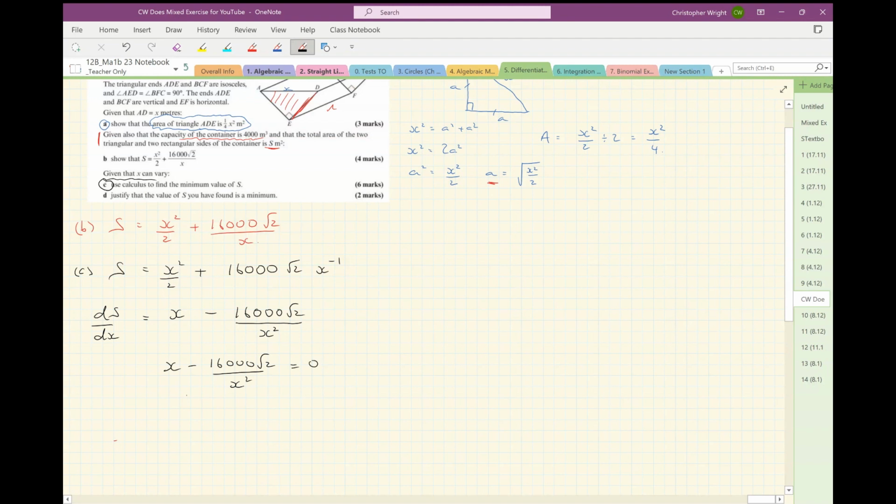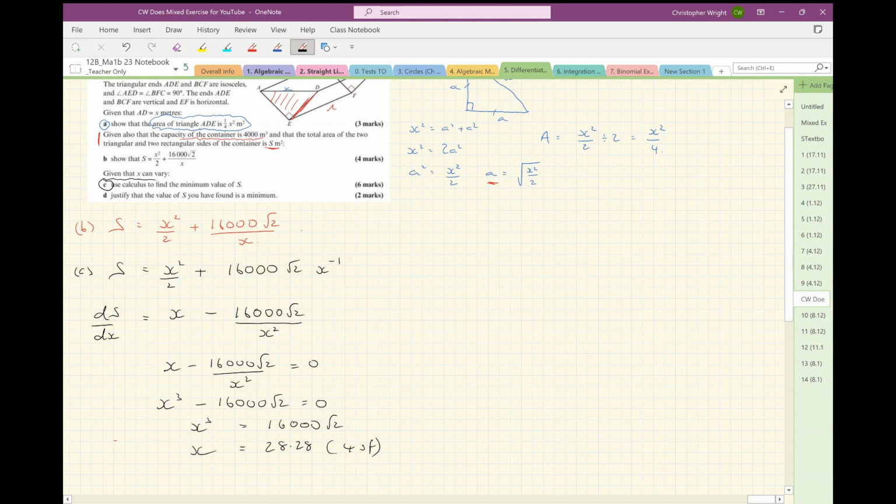Multiplying everything by x squared gives me x cubed minus 16,000 root 2 equals 0. So I get x cubed equals 16,000 root 2. A bit of calculator action there gives me that x is 28.28 to 4 significant figures. Right, use calculus to find the minimum value of S. Well, that's the value of x.